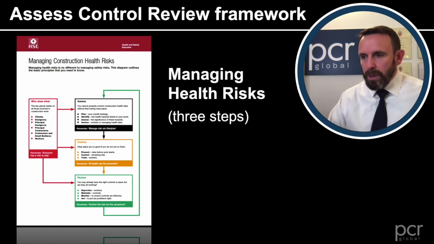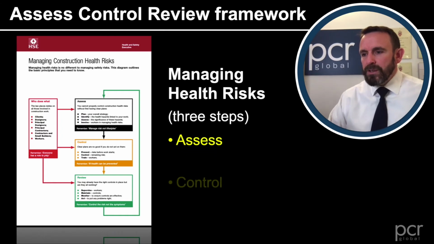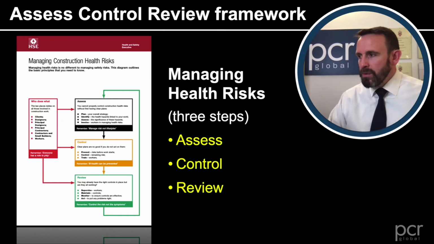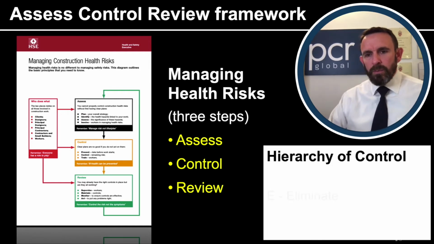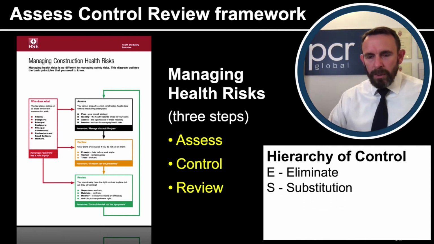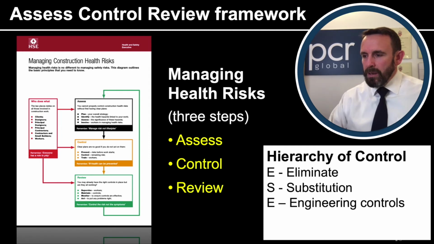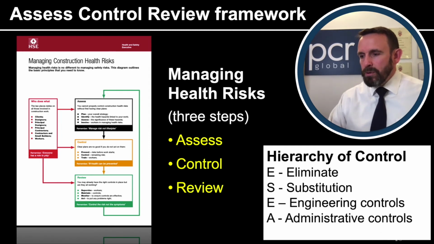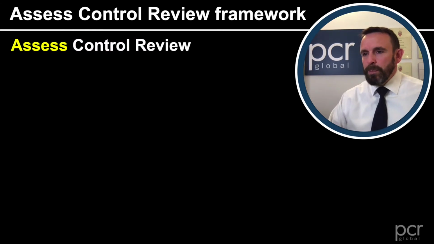We now look at the assess, control and review framework from the HSE. They give us 3 steps to follow: assess, control and review. So I suppose it is a slight hierarchy of control, not to be mixed up with the more recognisable hierarchy of control that the HSE also talk about, and that is written within ISO 45001, which is eliminate, substitute, engineering controls, administrative controls, and then PPE, which is always last. So it's not the same, but it is similar. So let's have a deeper look.